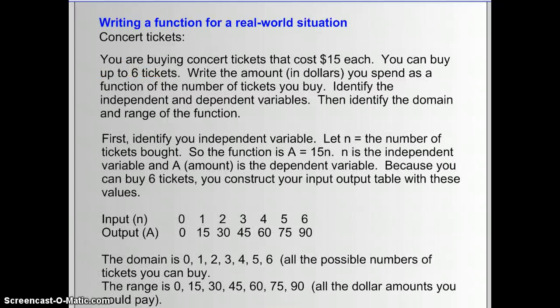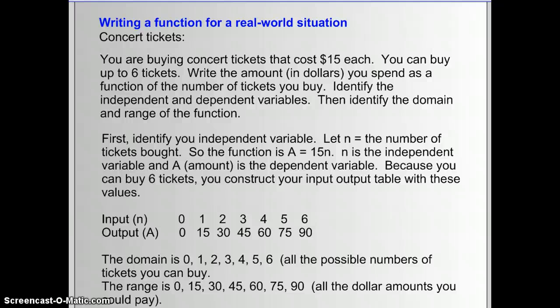You have to be able to write functions for real-world situations as well. So take a look at this problem concerning concert tickets. You're buying concert tickets that cost $15 each. You can buy up to 6 tickets. Write the amount in dollars you spend as a function of the number of tickets you buy. You have to identify the independent and dependent variables, and then identify the domain and range of the function.